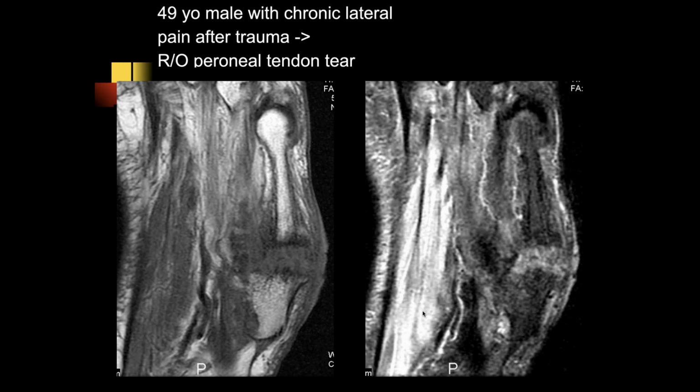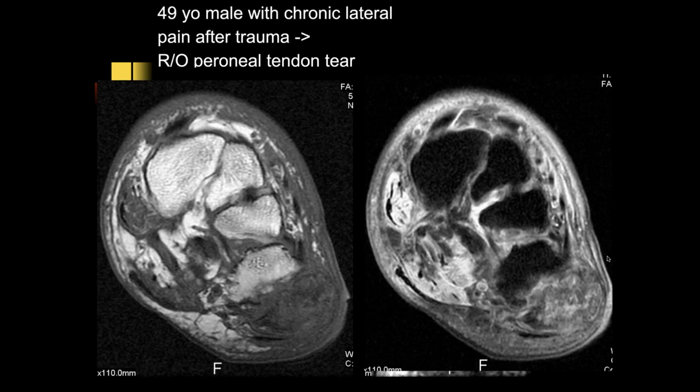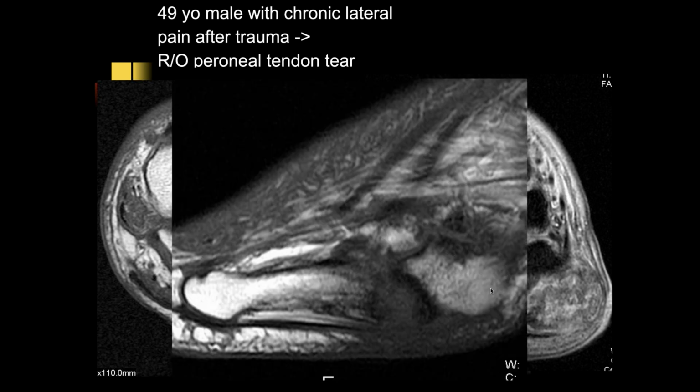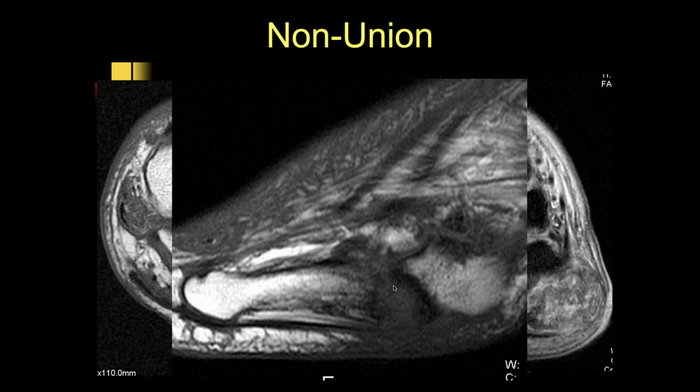All right, let's see. Jennifer, what do you think of this one? Okay, so this is a 49-year-old male with chronic lateral pain after trauma. It looks like there's a chronic appearing fracture of the fifth metatarsal base. There is some cortication. This is really the proximal diaphysis, I think. I think this is like a chronic non-union or malunion type of fracture. There's a lot of fibrous scar tissue, but there isn't any osseous bridging.